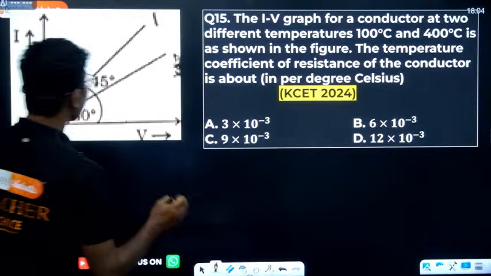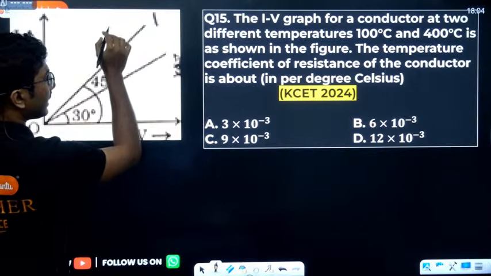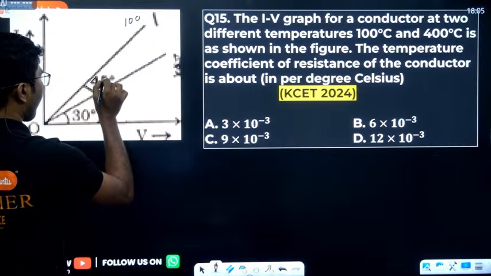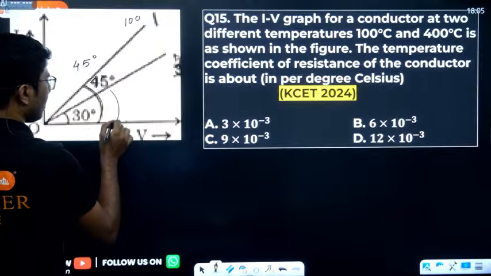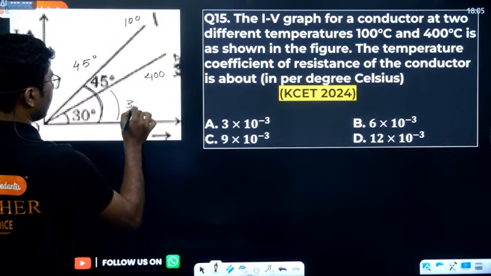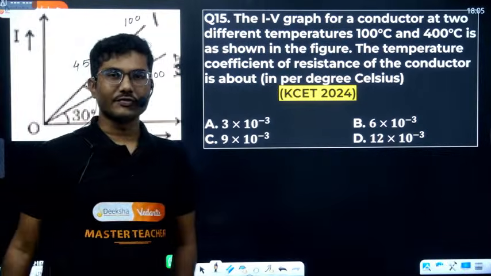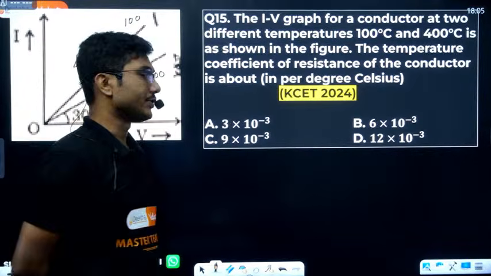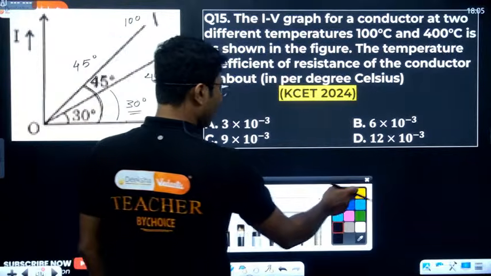So obviously lower temperature means current will be higher. So this is 100, angle is 45 degrees. And for 400, this is 30 degrees. Okay, and this is an I versus V graph. I versus V graph is given over here. Okay, they are asking you the temperature coefficient of resistance. So how to calculate the temperature coefficient of resistance? That is a very important part to remember.